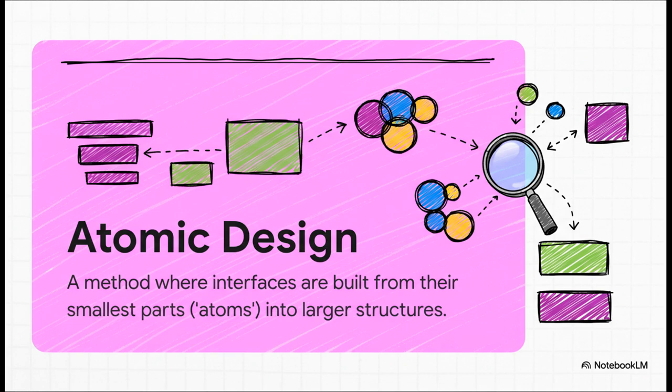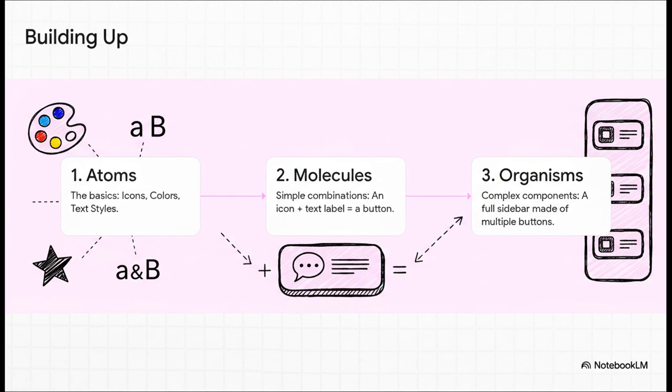You break down your entire interface into the absolute smallest, most basic parts you can. Those are your atoms. Then you start combining those atoms to build bigger things, and you just keep going from there. And this is where it all just clicks. Our atoms are those basic things we already talked about: the colors, the text styles, the icons. Then we combine a text atom with an icon atom, and boom, we've got a button molecule. Then you can take a few of those button molecules, put them together, and you have a complex organism, like a whole sidebar menu. It's just such a logical, scalable way to build.